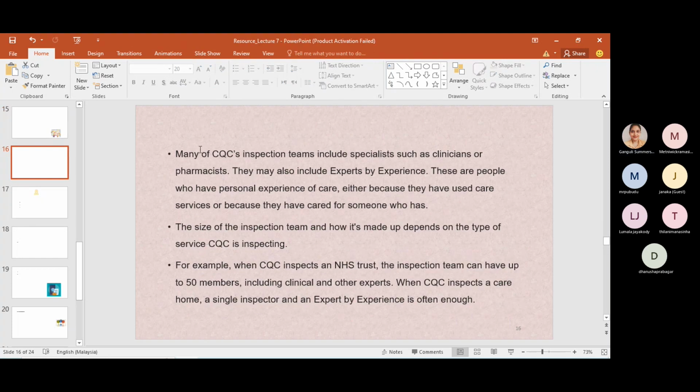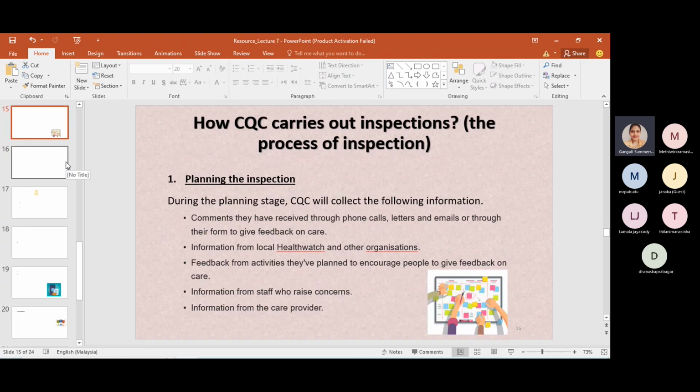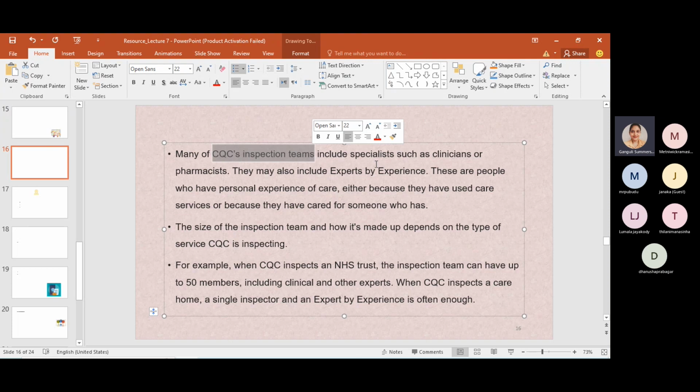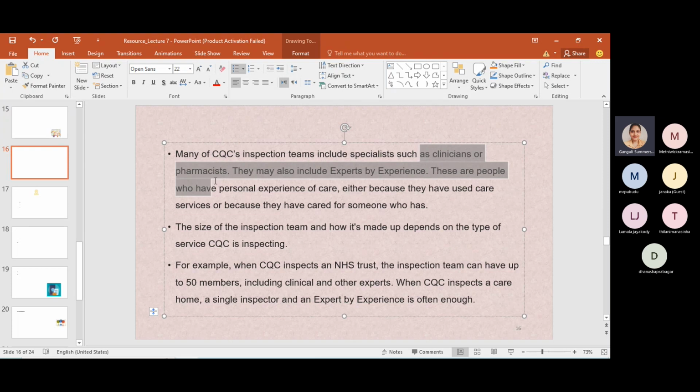During the planning stage, they will plan their inspection team as well. Many CQC inspection teams include specialists such as clinicians and pharmacists. This is the composition of a CQC inspection team. In addition to clinicians and pharmacists, there can be people who are experts by experience as well.